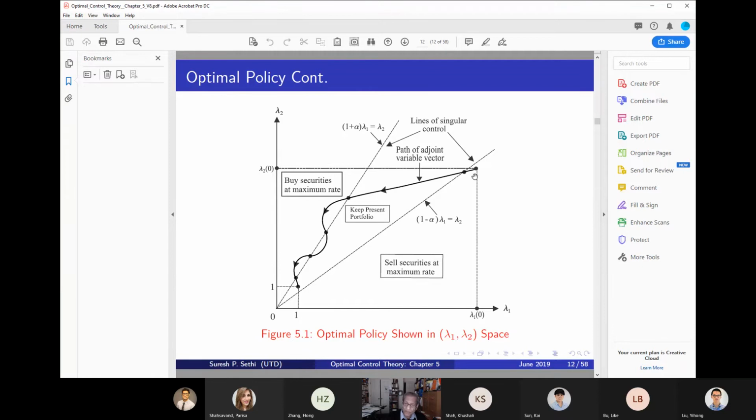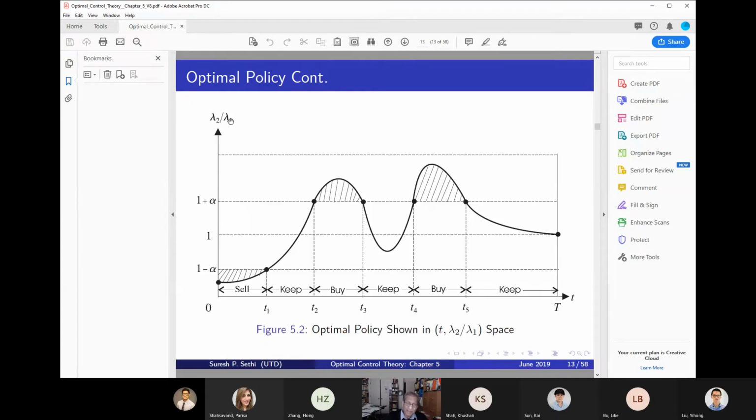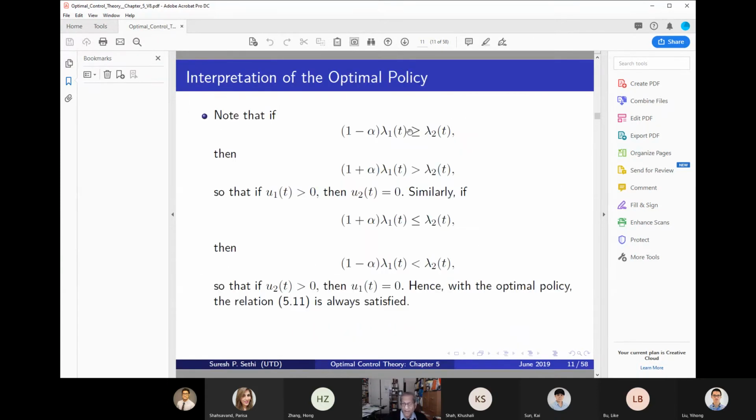So I sell, then I do nothing, then I buy, then I do nothing, then I buy, and then I do nothing at the end. So this is the solution of the problem for that R1t, R2t, for which this is the trajectory. You can write this in a different space. You can divide lambda 1 by lambda 2, because you can write this equation in terms of lambda 1 divided by lambda 2.